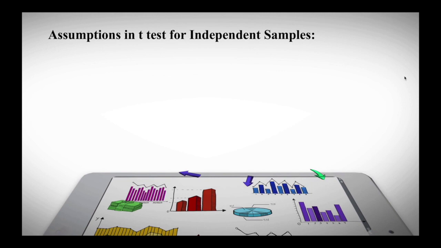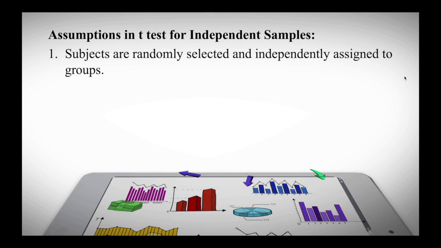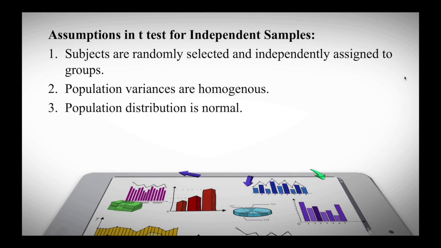Now, with regards to this topic, the assumptions are, first assumption, subjects are randomly selected and independently assigned to groups. Take note na independent yung assignment for the different groups of population. Second, population variances are homogeneous, meaning of the same, on the same level, on the same type of data, something like that. Number 3, population distribution is normal, just like what the PowerPoint presentation on the previous slide is saying. Normal distribution ang isa sa assumptions natin dito.